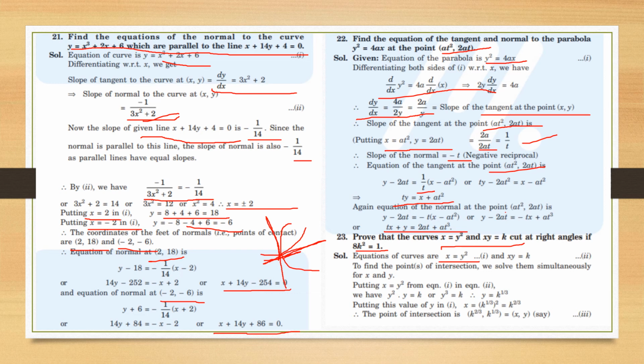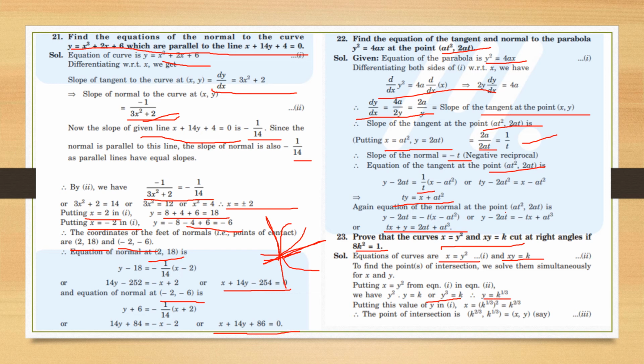So start with x equal to y square, xy equal to k. To find the point of intersection, we need to solve them. Means I can put the value of x from one equation into the other. So x equal to y square, I'll put it here. So I'll get y cube equal to k, that is y is cube root of k.